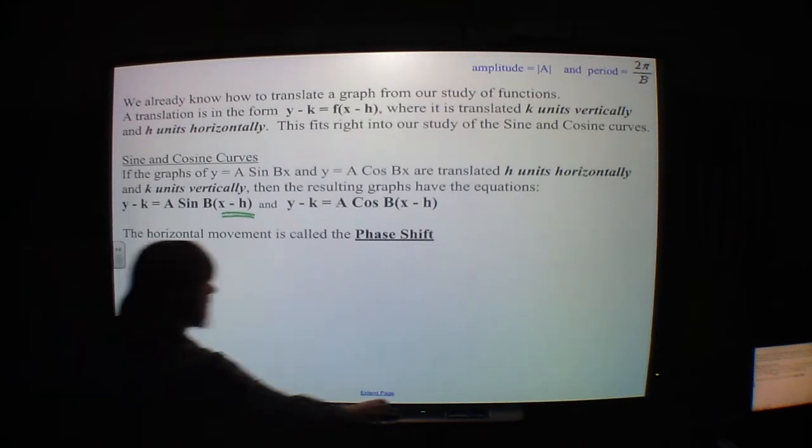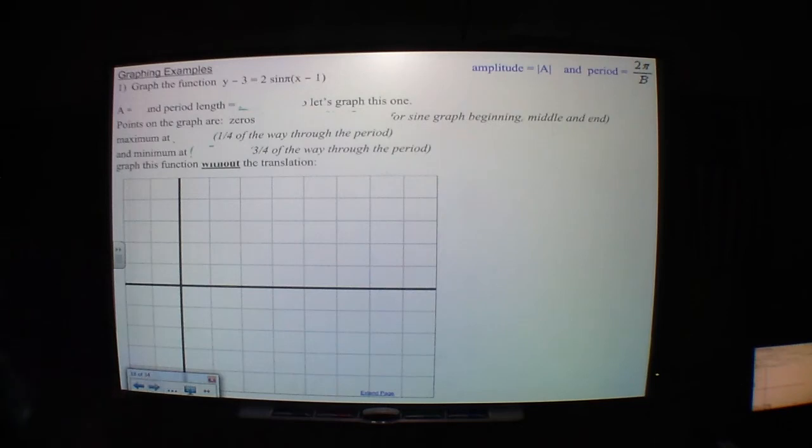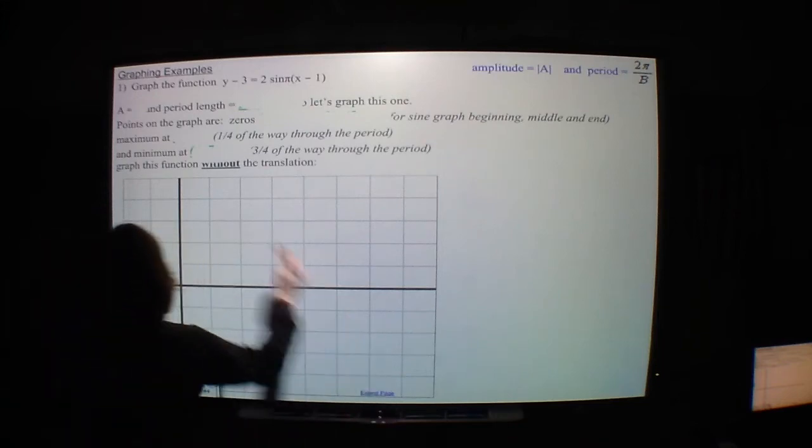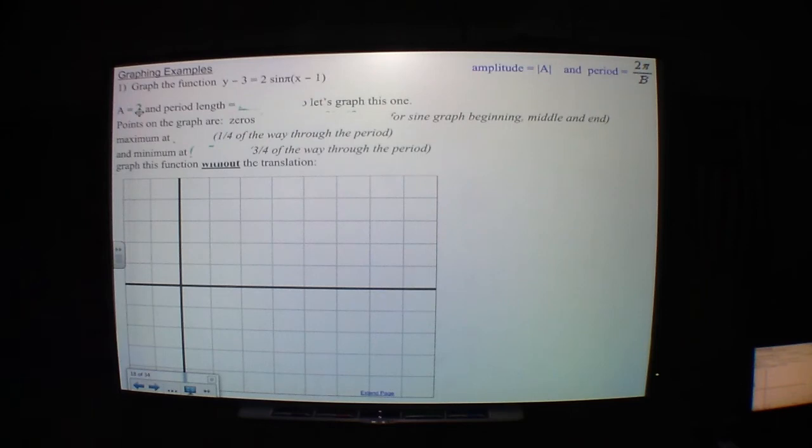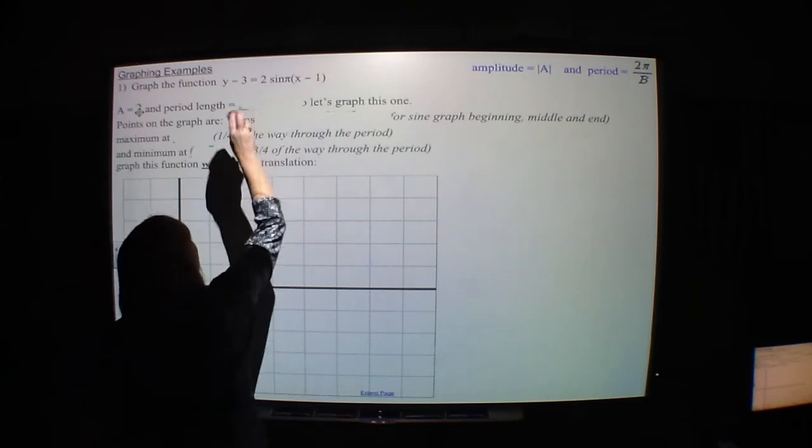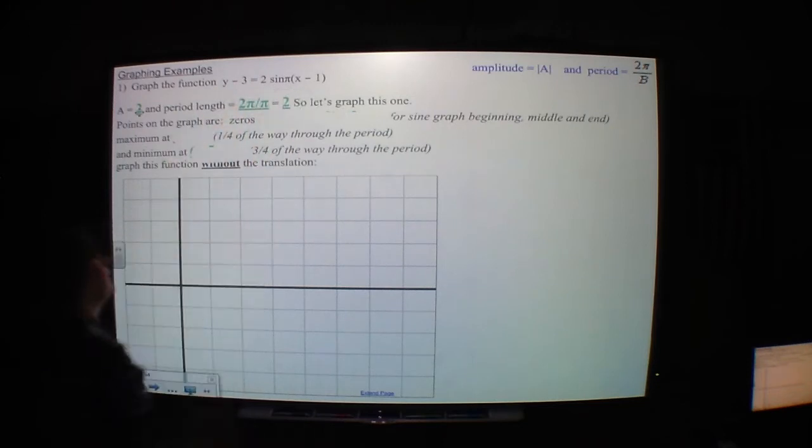So if I was going to try another problem, I want to graph the function y minus 3 is equal to 2 sine of pi x minus 1. So the first thing I would do is say, okay, what is my amplitude? The sine graph, my amplitude is 2. My period is 2 pi over b, and b is still that number in front of the x, which is pi. So 2 pi over pi, which is 2.